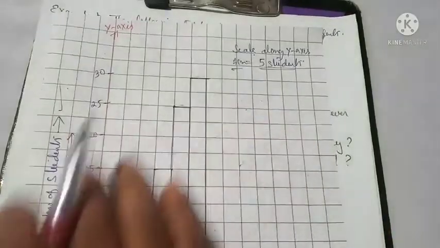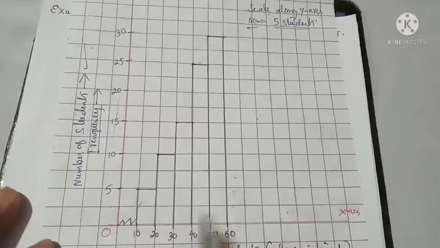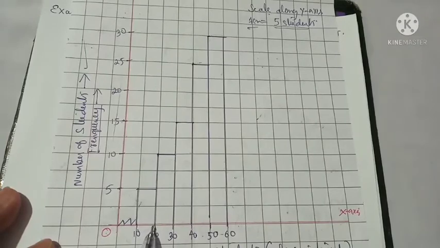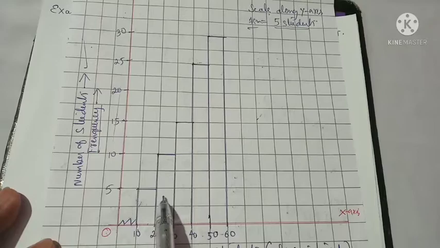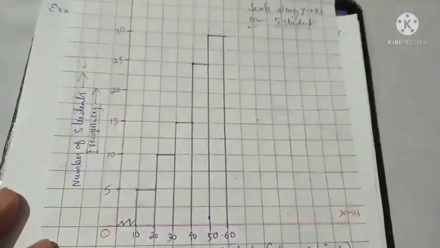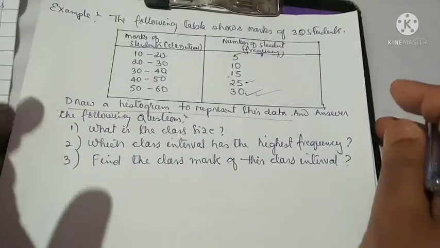Now, this is a bar graph and this is a histogram. In the case of a bar graph, there is a gap between the rectangles, but in the case of a histogram there is no gap, so all the rectangles should touch each other. This is how we draw the histogram. Now we are going to answer this question. Look here.